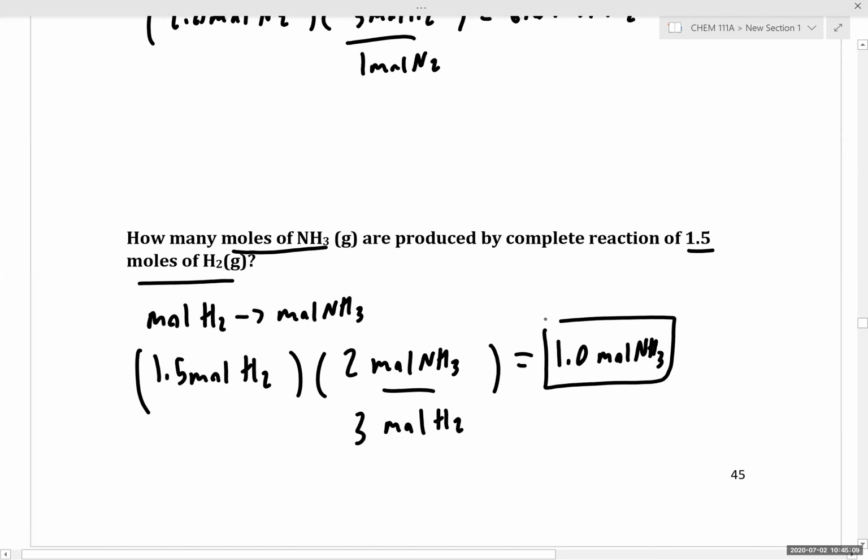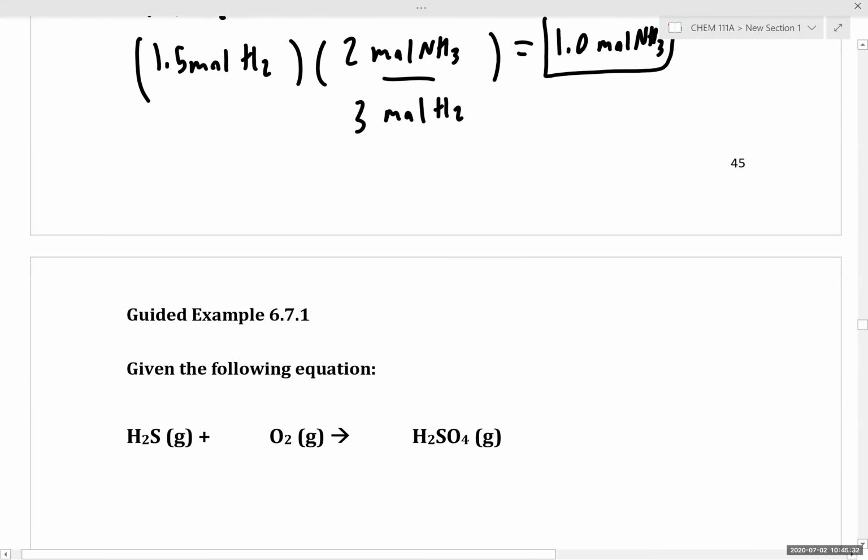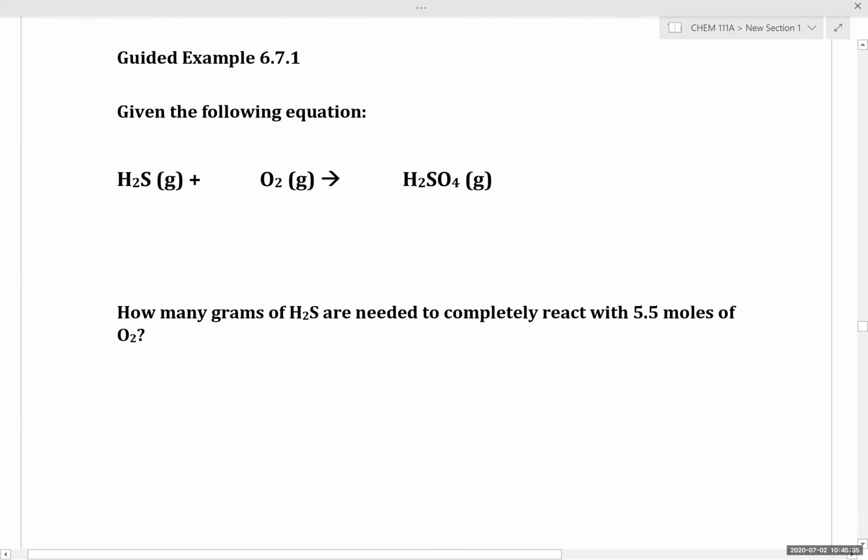Does this example make sense to everyone so far? Okay, so let's continue on now. And let's try to do a problem in which we have to do some mass conversions in addition to mole conversions. So given the following equation, and let's ask ourselves once again, is this equation balanced?